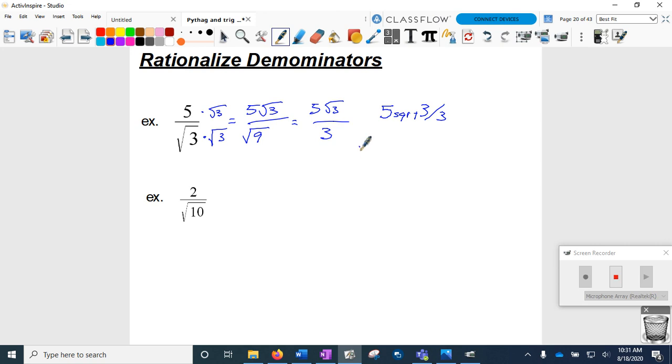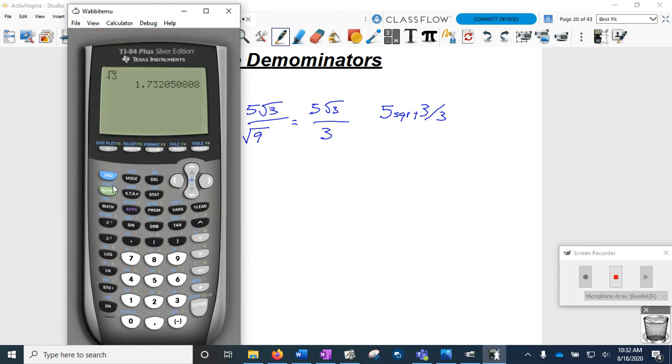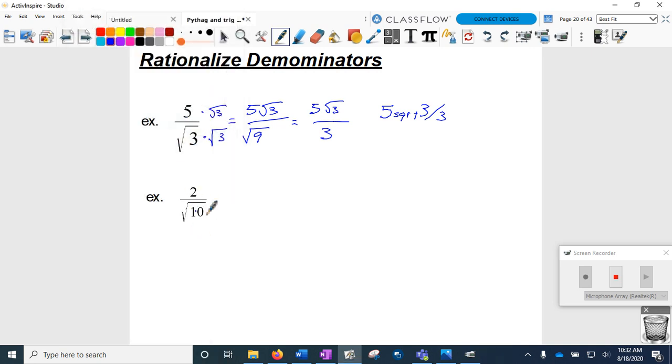All right, let's go to the next example. Again, we look at square root of 10, and square root of 10 is not a perfect square. I'll just show you, again, square root of 10. It's an irrational number. We don't like irrational numbers in our fractions. So, again, since I don't like that square root of 10 in the denominator, I'm going to give it a buddy.